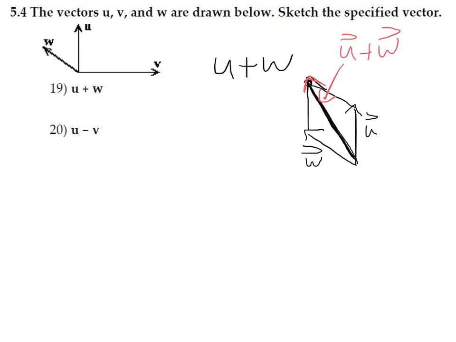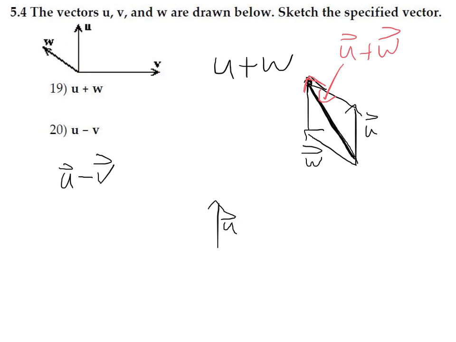So essentially what we've done is we've done u, and then at the end of u we did w, and then we ended up here, and that would be u plus w. Now for u minus v, this next problem, we would do a u vector and then we do a negative v vector. So there's u, and now v is to the right, looks like maybe twice as much as u. Here's u's length and v's length is about twice that.